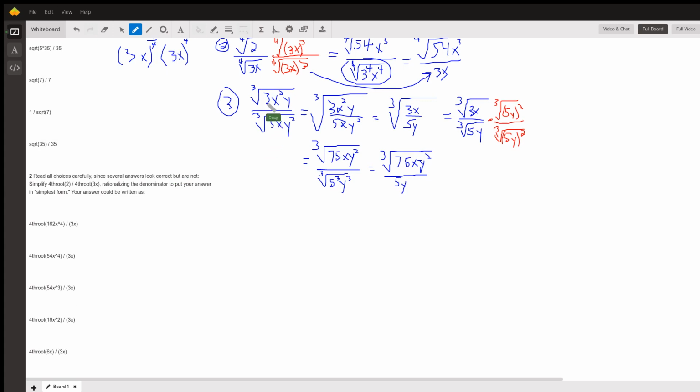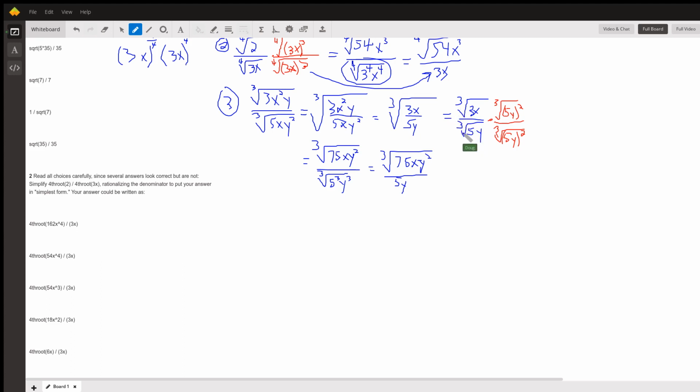Start simplifying before you rationalize the denominator. So we have 2 cube roots. I can say this is the cube root of the quotient, which allows me to cancel out a factor of x in the numerator and a factor of y in the denominator. And now it's a little simpler to visualize rationalizing.